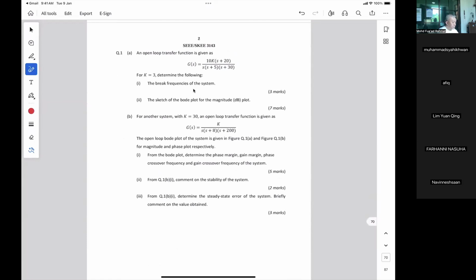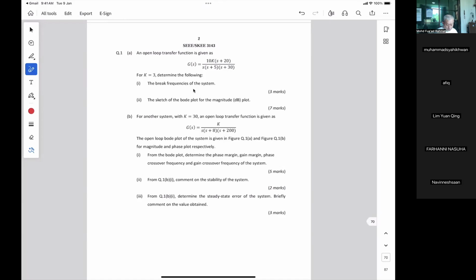An open loop transfer function is given as G(s) equals 10K(s plus 20) over s(s plus 5)(s plus 30). For K equal 3, determine the following: the break frequency of the system and the sketch of the Bode plot for the magnitude plot. For another system with K equal 30, an open loop transfer function is given as G(s) equals K over (s plus 8)(s plus 200).